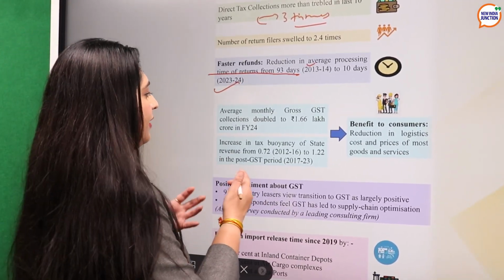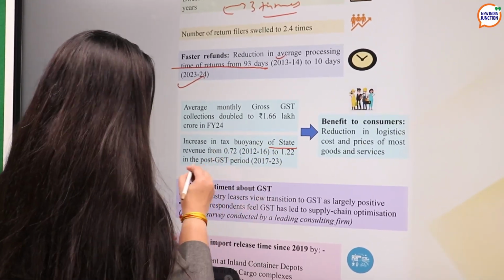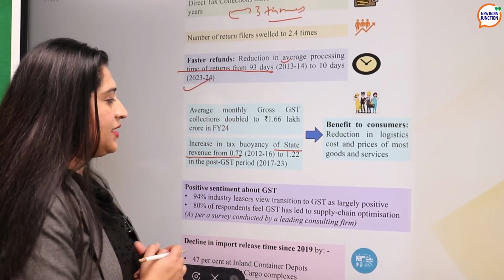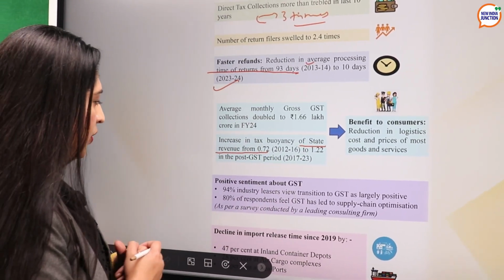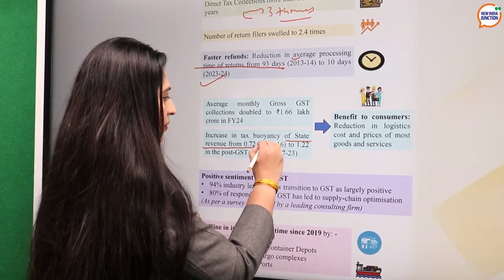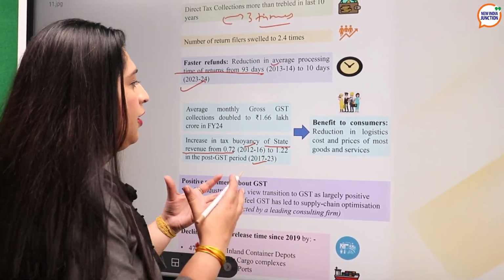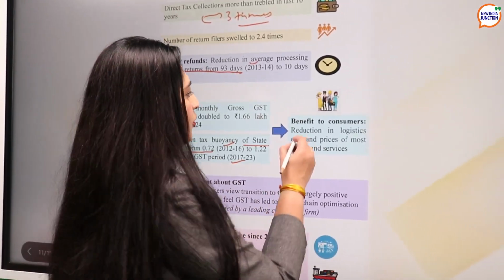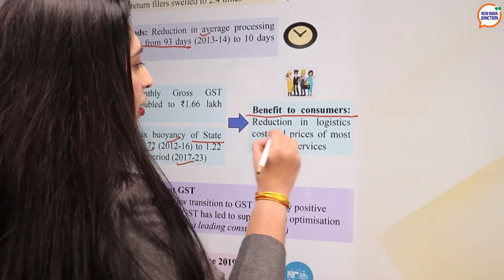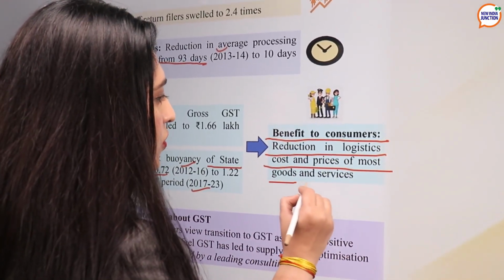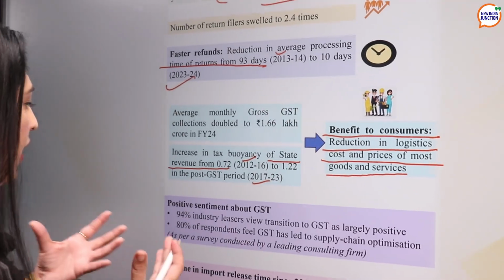Also, an increase in tax buoyancy of state revenue from 0.72 to 1.22 in the post-GST period, from this period to this period. Which, how has it benefited the consumers? So, reduction in logistics cost and prices of most goods and services.